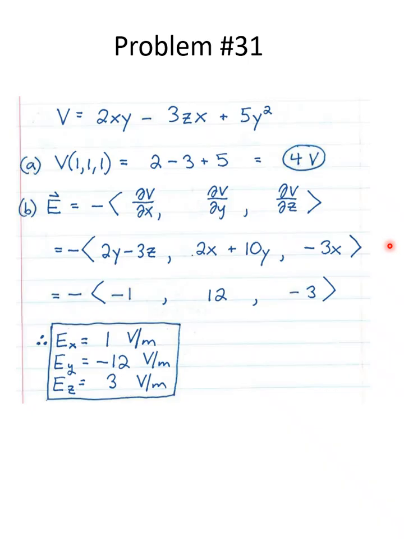And then we are to find, as the question says, the components of the electric field specifically at x equals 1, y equals 1, z equals 1. So we're going to plug in those values. 2 minus 3 becomes negative 1. 2 plus 10 gives us 12. Negative 3 times 1 is negative 3. And don't forget, because very often this is where students mess up, forgetting that little negative sign out to the left. And so it's the opposite of all those. So the electric field at that position is 1, negative 12, and 3 volts per meter in the x, y, and z directions.